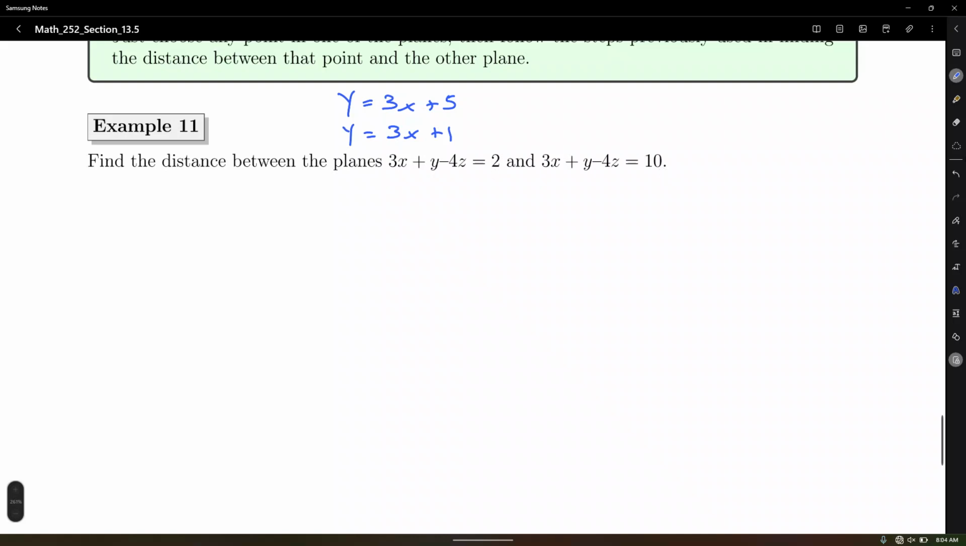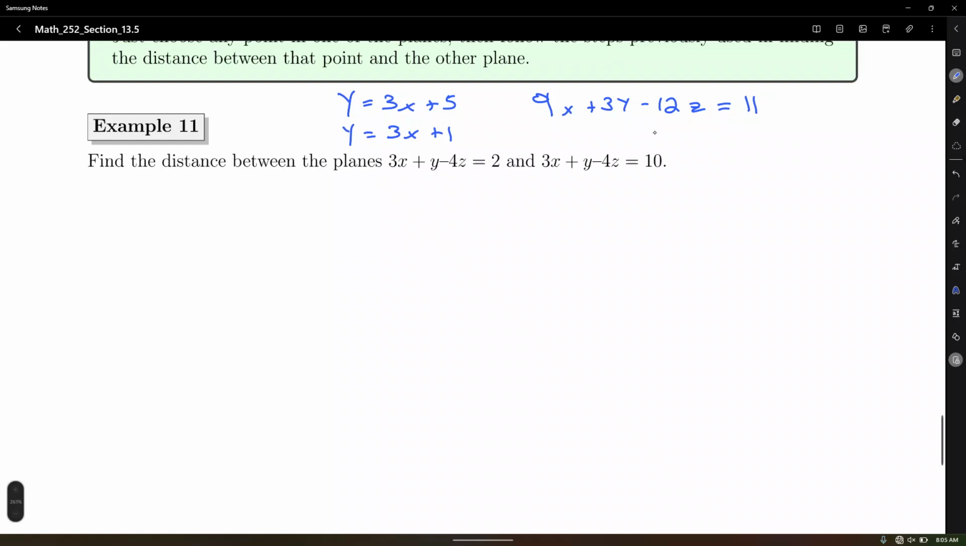Well, that's not the only case where planes can be parallel. What if I have 9x plus 3y minus 12z equals 11. Is this plane right here, the one I just wrote, parallel to this plane? How do we know it's parallel? Right, so it's the same coefficients just multiplied by a constant number. In this case, they're multiplied by 3, right?